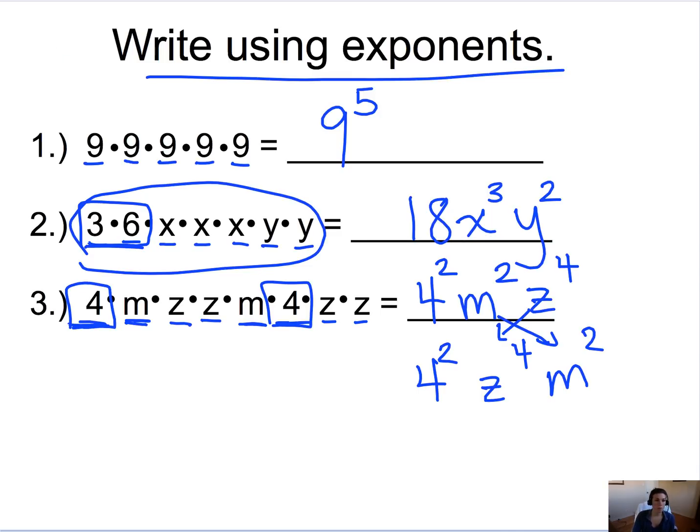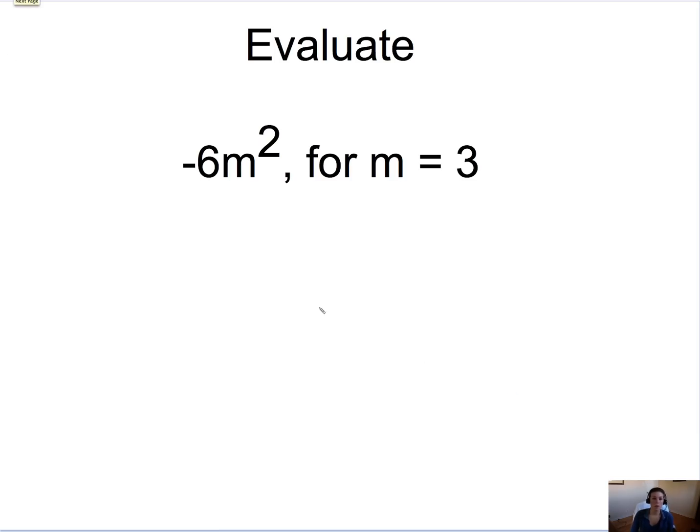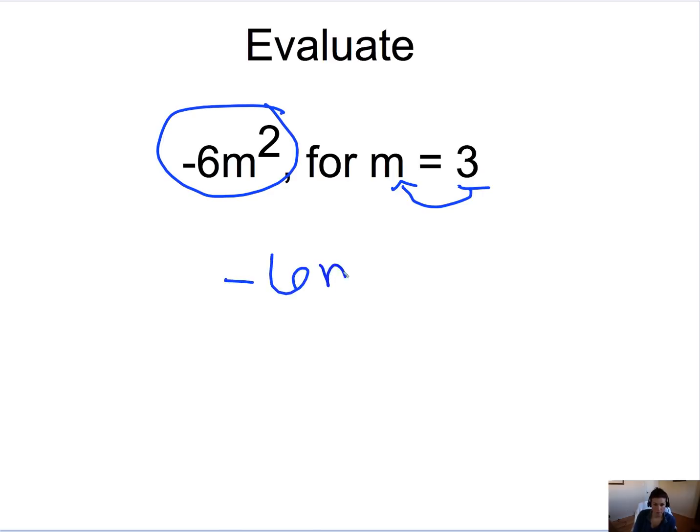Okay, now let's practice using exponents. We're evaluating. That means we're going to have an answer. We're not writing it with exponents. And we want to solve this for m equals 3. All that means is I'm taking the 3 and plugging it in place of m in this problem. So instead of negative 6 times m squared, it will be negative 6 times 3 squared. All I did was replace the m with a 3.